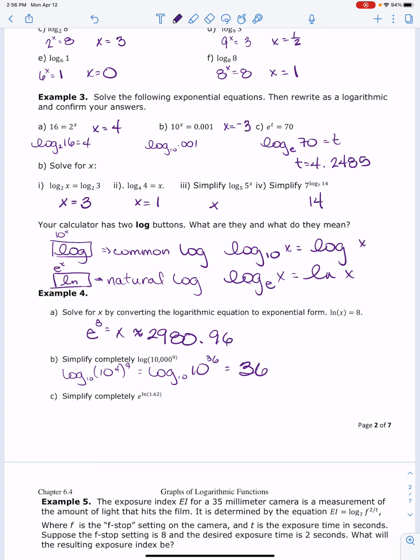C, we have e, which is log base e, raised to the ln, log base e of 1.62. That exponential and logarithm cancel each other out. We just get 1.62.